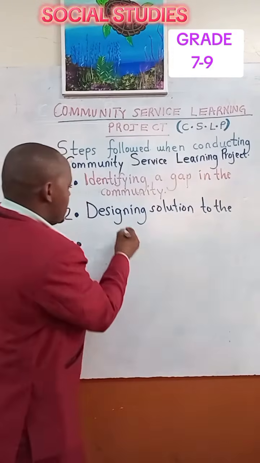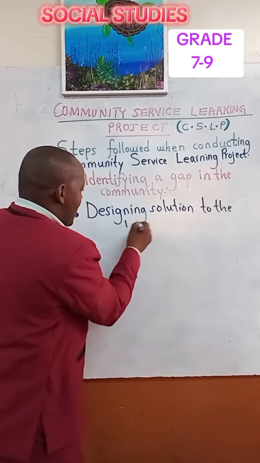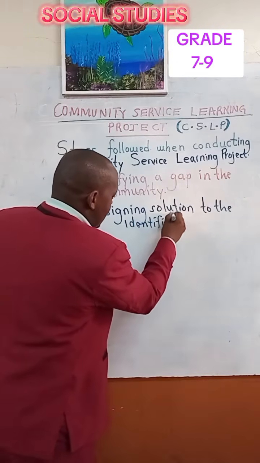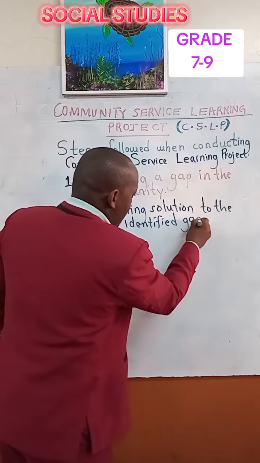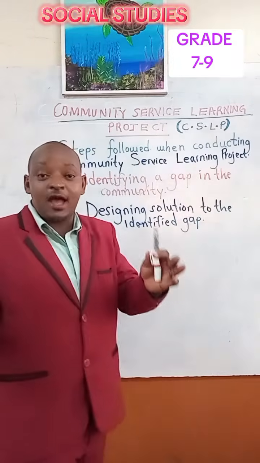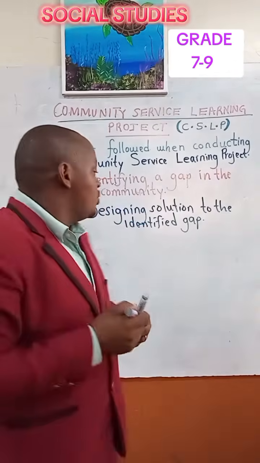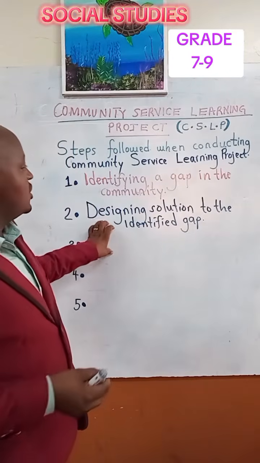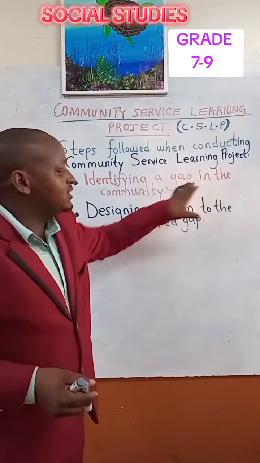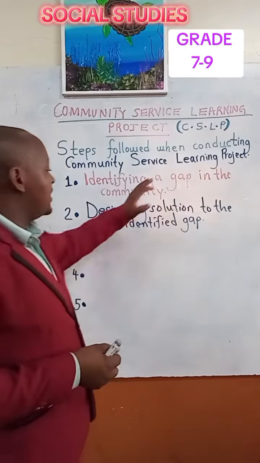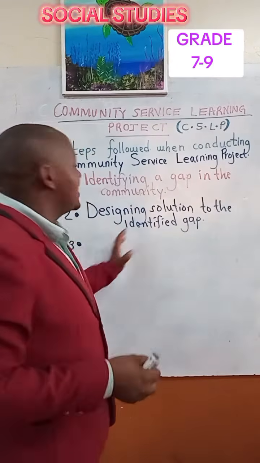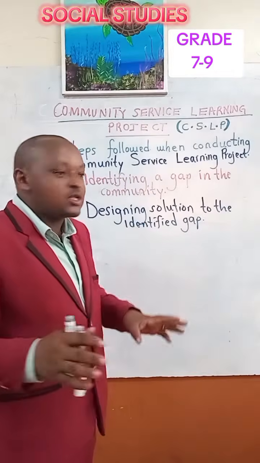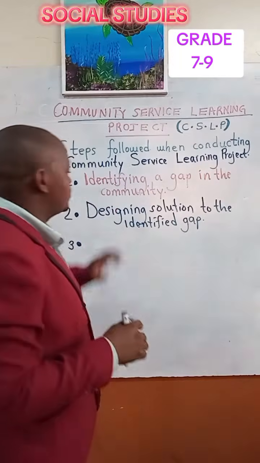Let me write it here. To the identified gap. You can come up with discussions with your members. You discuss on how you are now going to design your solutions to the problem you have identified in number 1. So after identifying the problem, number 2 is designing solutions. You sit down, you come up with materials, how you are going to do it, designing solutions.